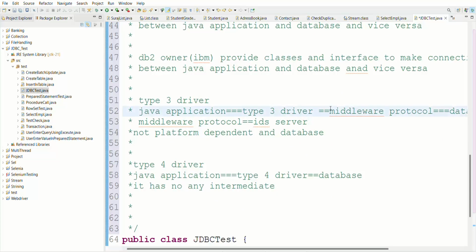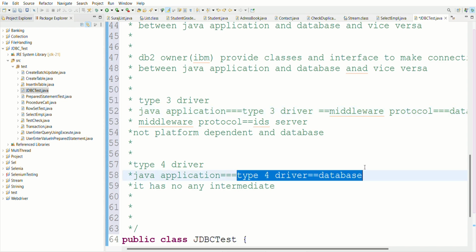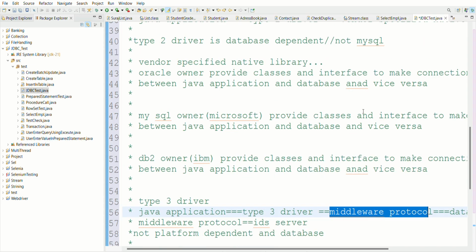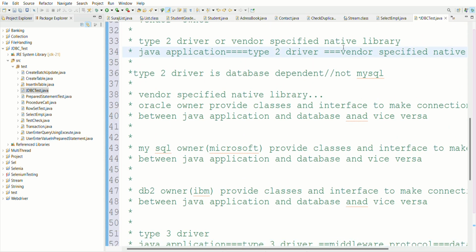Type 3 driver is internally using the middleware protocol, but there is no other person in the middle of the type 4 driver and the database. Got it? In type 3 there was a middleware protocol. In type 2, where is type 2? Here in type 2 there are vendor specified native libraries between the driver and the database.